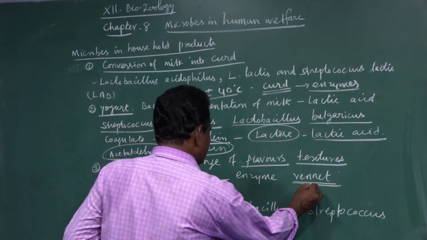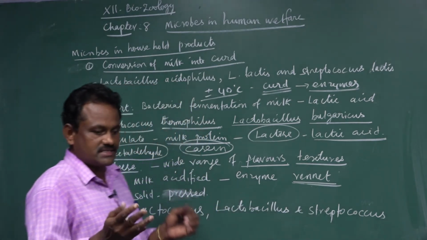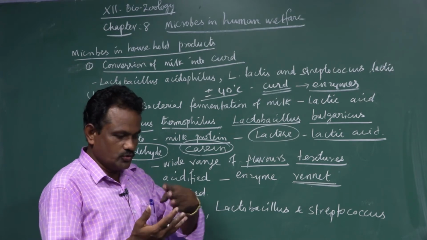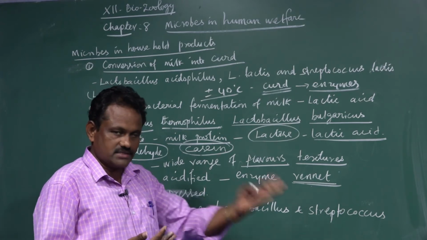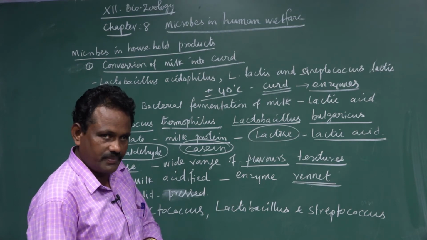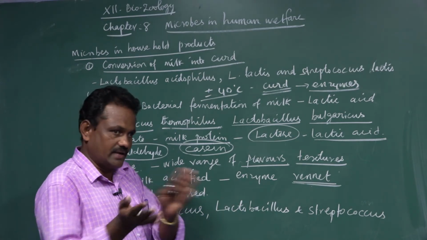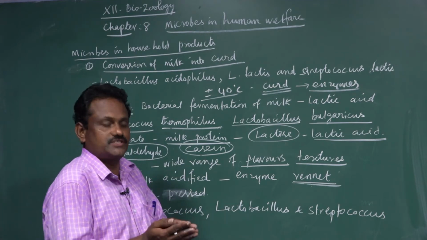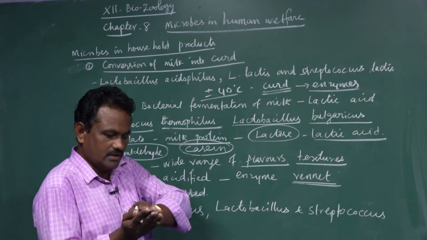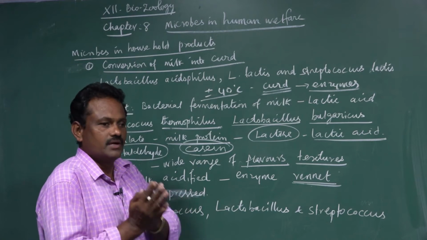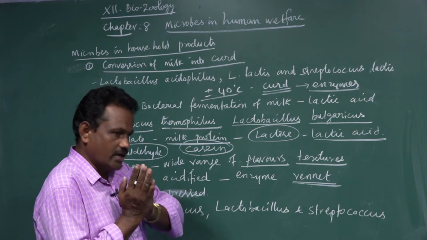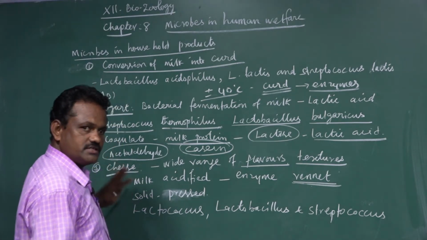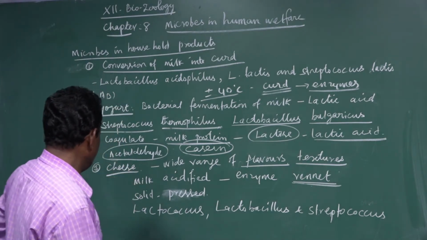So after acidification, the solid substances are separated. Two substances are actually produced: one is a solid material, another one is the liquid part. Only the solid material is isolated. These solid materials are compressed, and the maximum of the liquid portion is removed, and that is prepared as cheese. Of course, cheese is also widely used in our place.